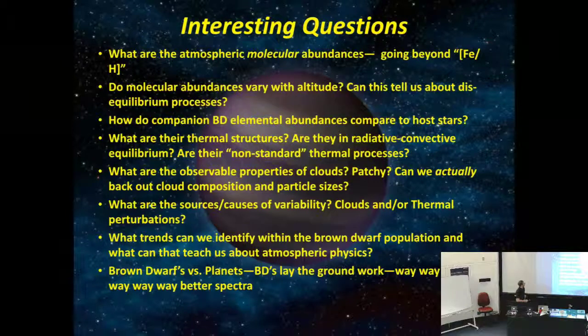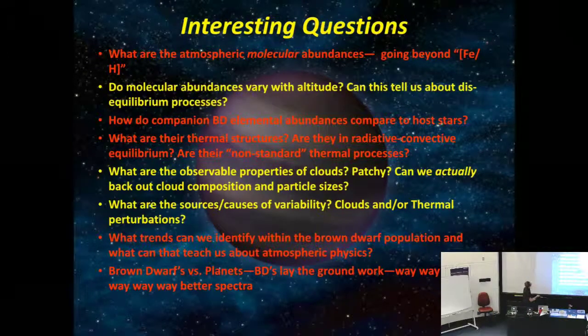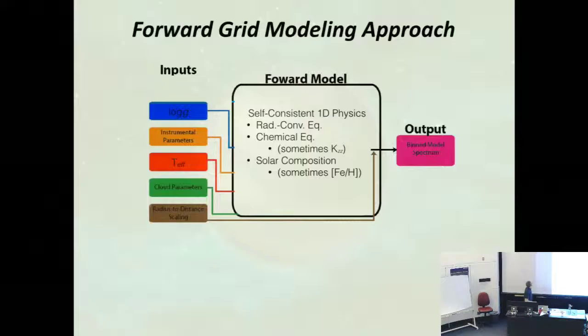And then brown dwarfs with planets, as I mentioned before. Brown dwarfs kind of lay the groundwork because they have way, way better data. And so if we can start to identify the trends and the underlying physical processes governing the workings of their atmosphere, we can translate that in an ambiguous way to planets. So these are the kind of ideas or concepts I want to talk about today, highlighted in red.